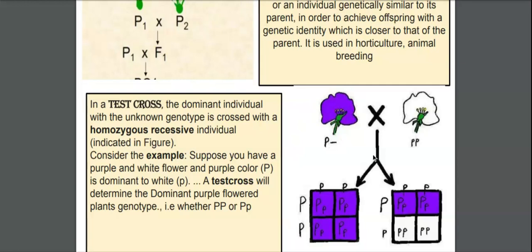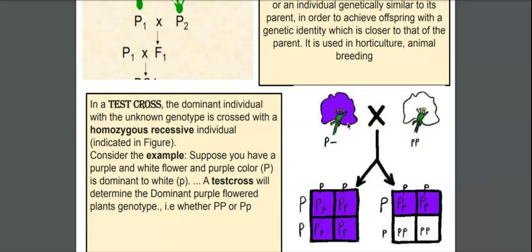These are your gametes of the recessive plant, and when you fill up the Punnett square, you can see that all plants, that means 100% of the offspring obtained here, will be purple, resembling one of the parents. So if all 100% turn out to be like that dominant parent, then we can safely say it is a homozygous purple individual.